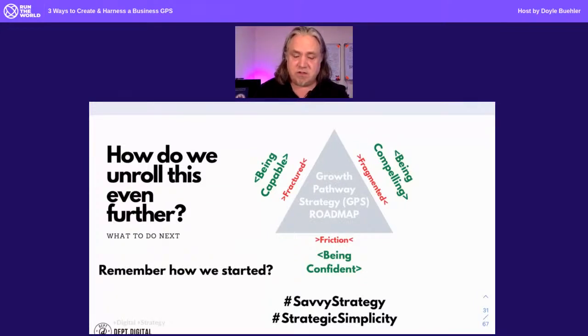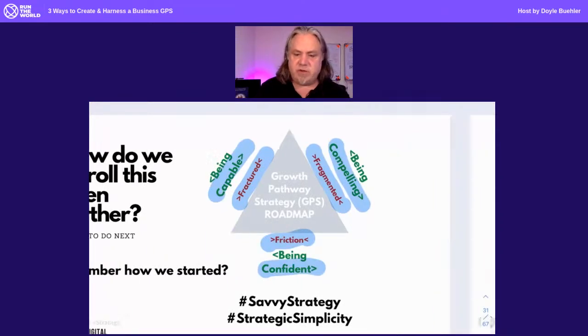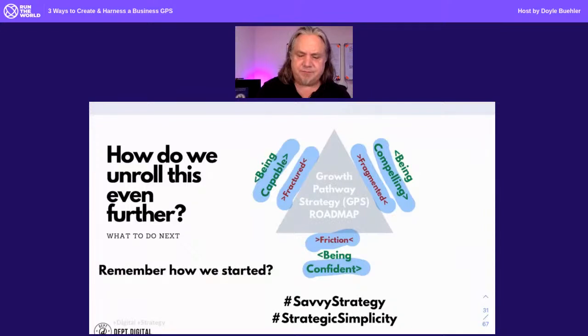So one more step to wrap this up, and that's one of the cool things that I can do with this, because I've developed some tools as well. So again, as I said, if we're feeling fractured, we can develop that through capabilities. If we're feeling friction, that's confident, and fragmented, that's compelling as well. Okay, so remember how we started with just this simple diagram?